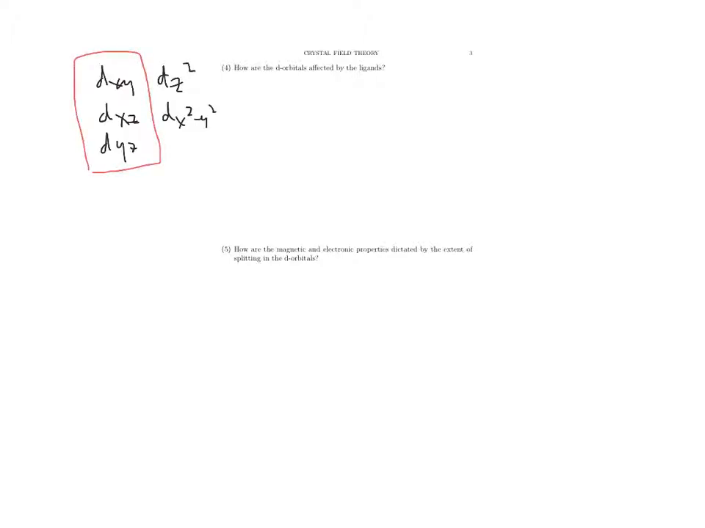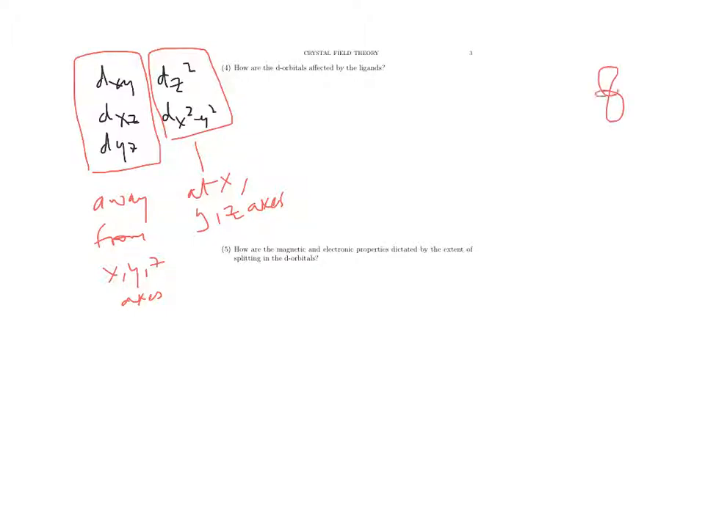This group of 3 points away from the x, y, and z axes, while this group of 2 points at the x, y, and z axes. It's really that simple. The dz squared orbital, you might recall, looks like a p orbital, but it has the donut in the equatorial plane. The dx squared minus y squared is a big d orbital that lies along the x and y axes, where we have opposite phases in each direction.